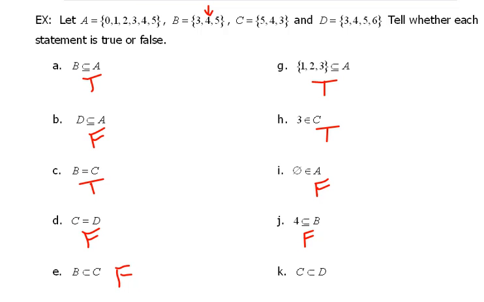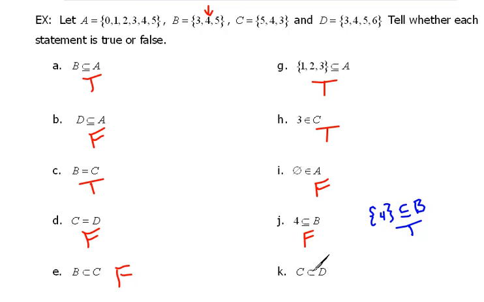Now, what would be a true statement here? If we had this notation that said the set that includes the number 4 is a subset of B, then that would be a true statement. We have to understand the difference between sets and elements. Sets are subsets. Items are elements, and we can't mix the two.